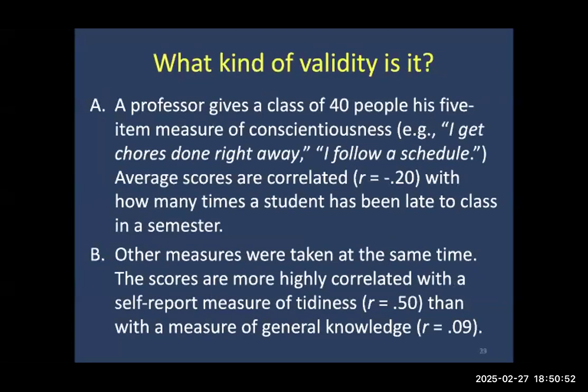A professor gives a class of 40 people his 5-item measure of conscientiousness and compares it with how many times a student has been late to class in a semester. So what kind of validity are we looking at? The average scores are correlated with how many times a student has been late. So he gave his class this measure of conscientiousness and compared their scores with how often they were late to class. So what kind of validity are we looking at? Discriminant, because it's negatively correlated, right?